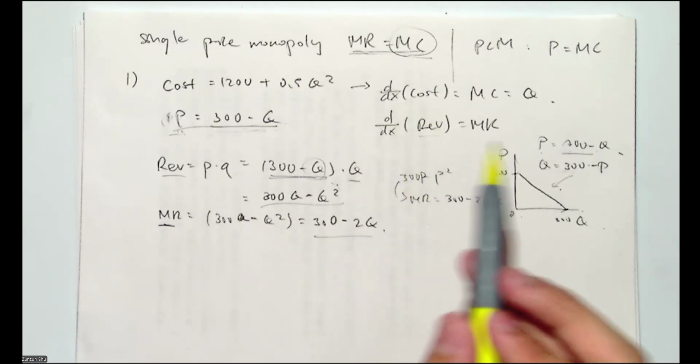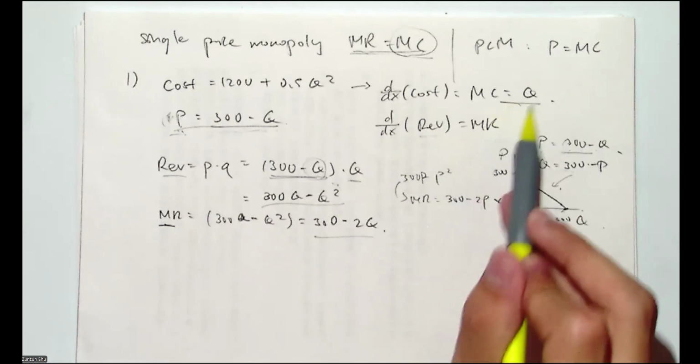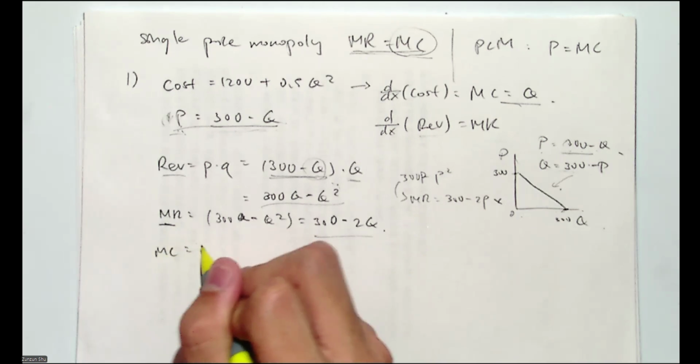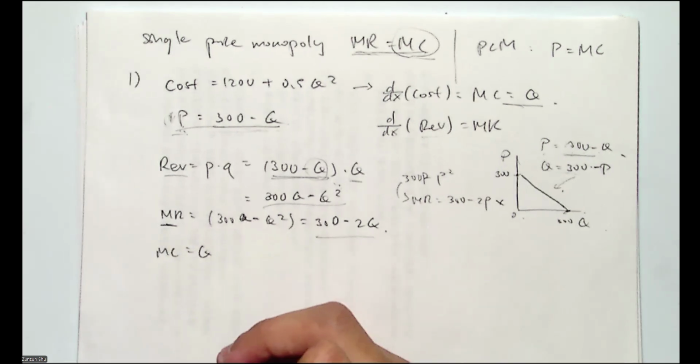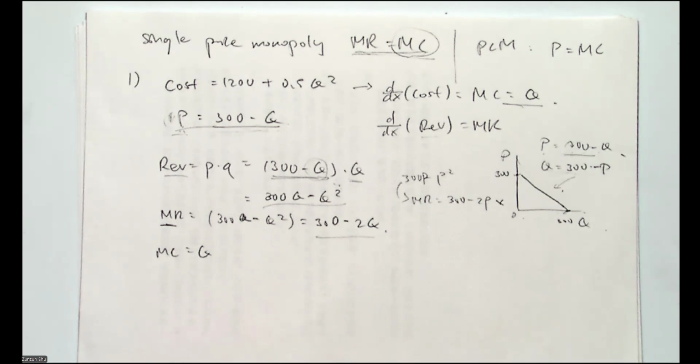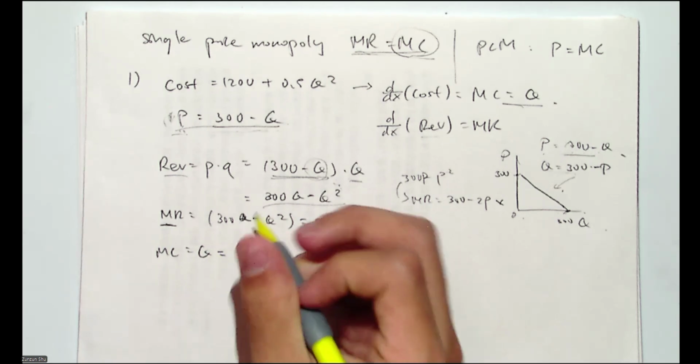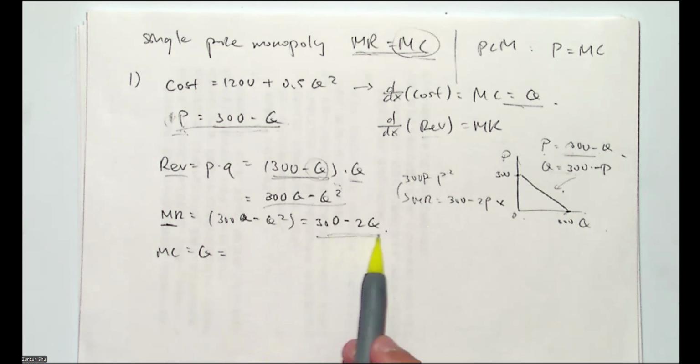MC is given to you as equal to Q. Okay, MC equals Q. So you want to express your MR in Q and not in P. If you want to express it in P, well, you don't know the relationship between P and Q. You can't do it. So you have to express it all in Q. That is why you want to keep this in Q as well.